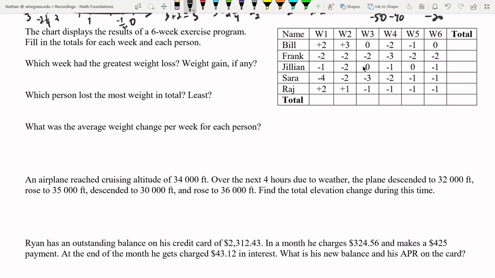Okay, first off, sometimes when you have charts like this, it can help to have totals, and we're just going to total across the rows and then total down the columns. So here we have plus 2, plus 3, that's going to be plus 5, plus 0 doesn't change anything, and then we're going to have minus 2.